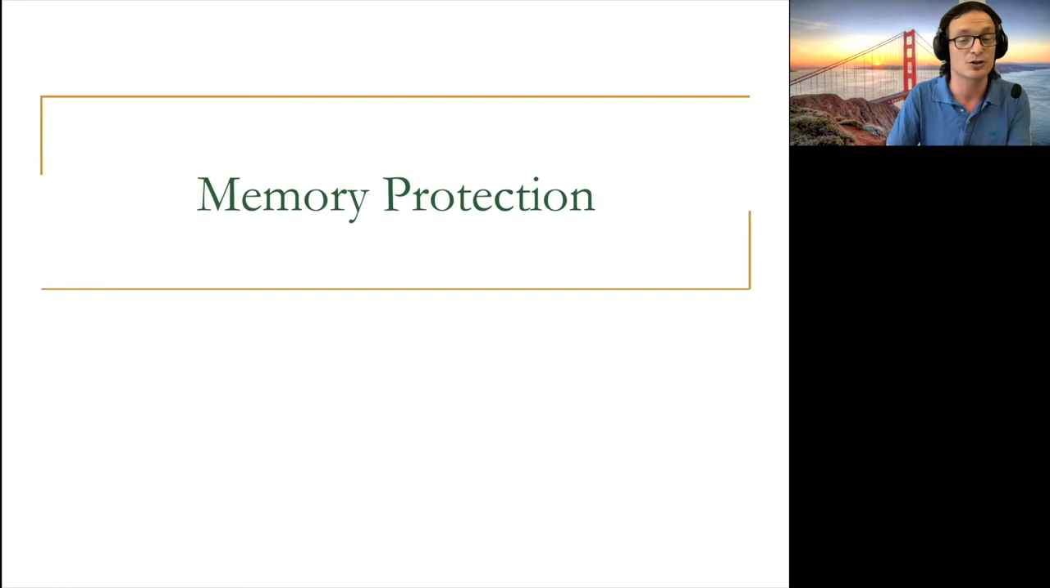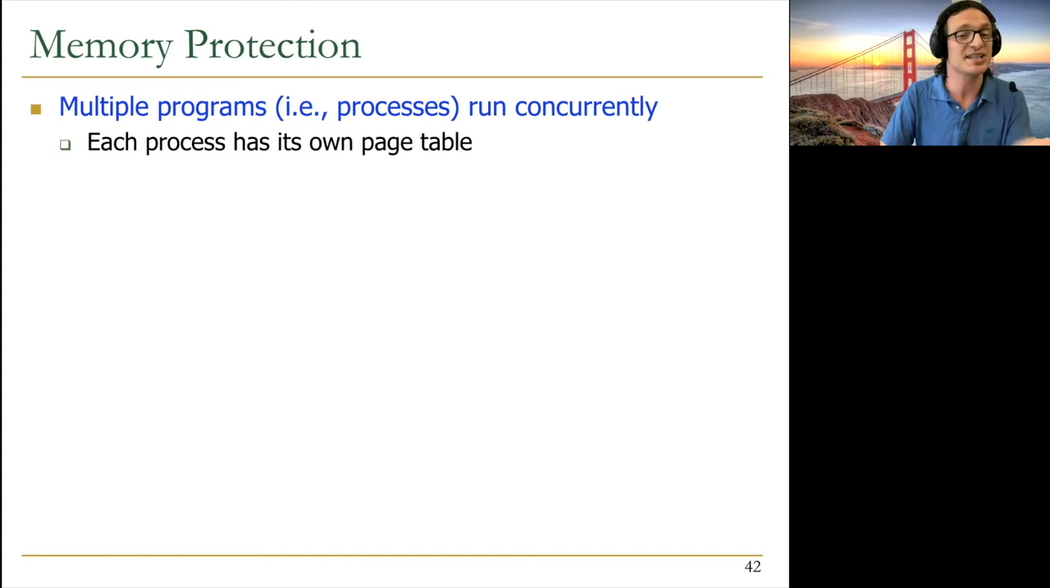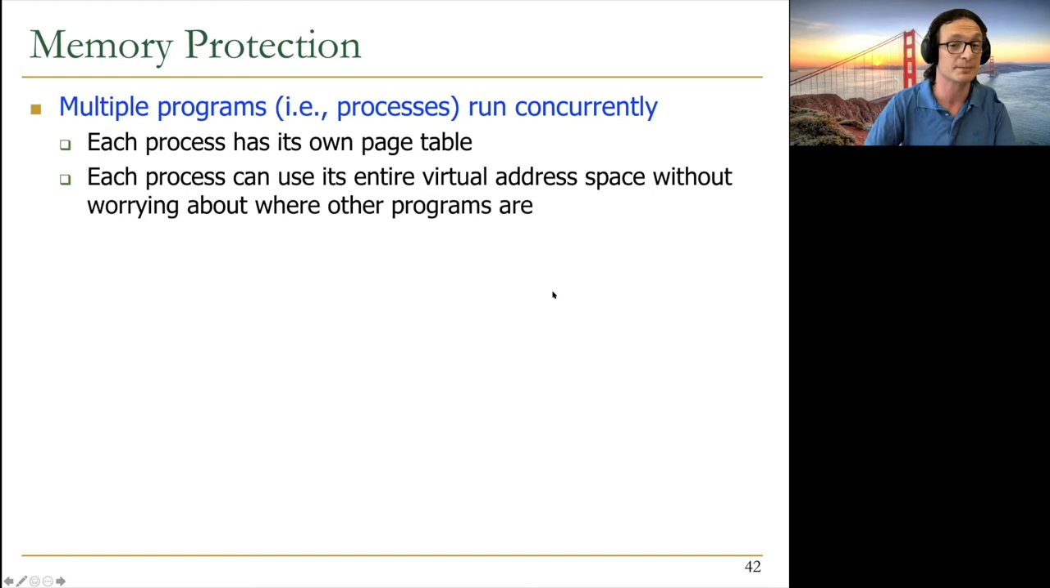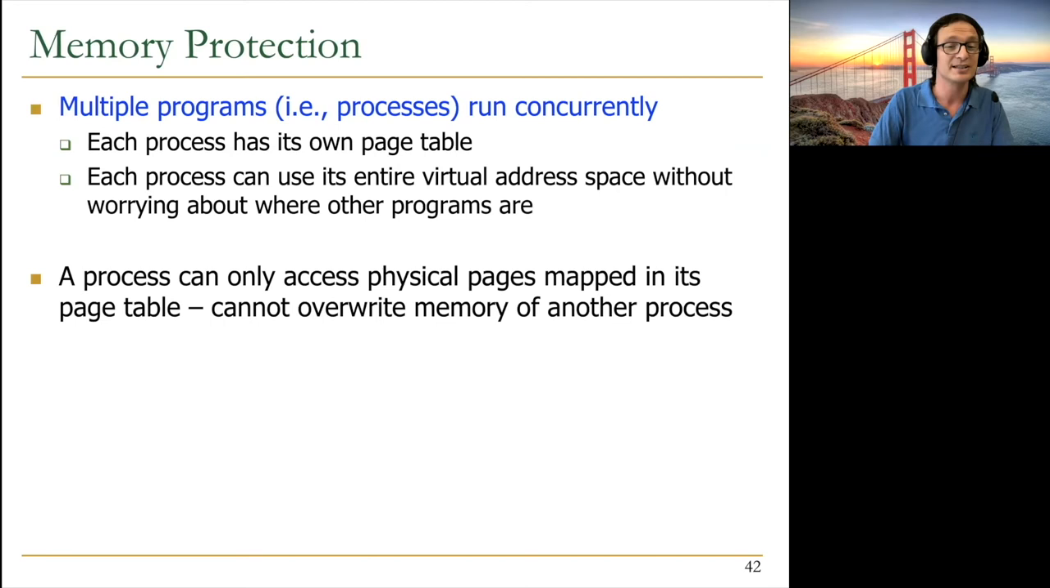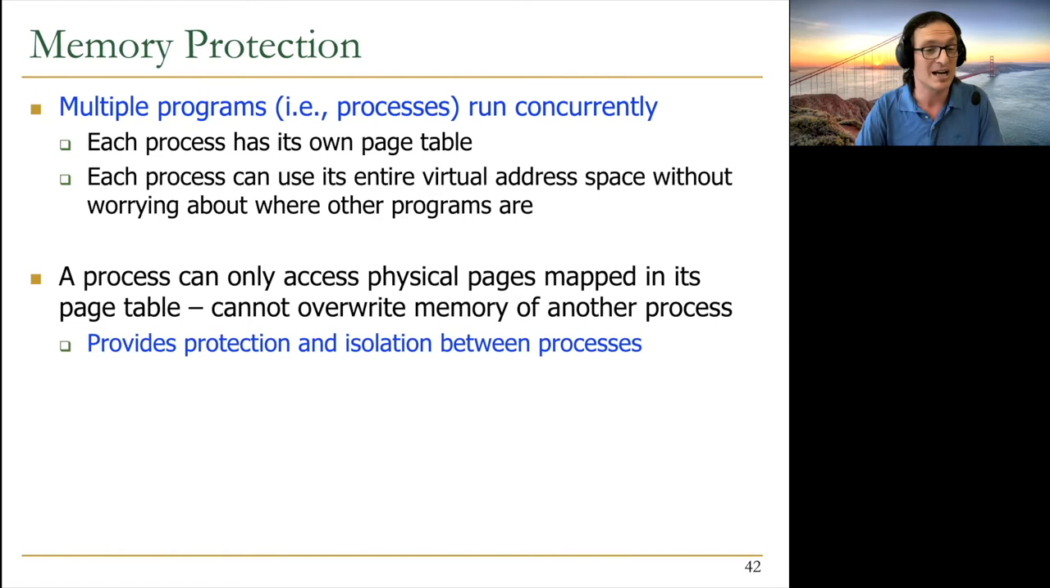As we discussed, multiple programs run concurrently. Each process has its own page table. Each process can use its entire virtual address space without worrying about where other programs are. And a process can only access physical pages mapped in its page table. It cannot overwrite memory of another process. So this provides protection isolation between processes. That's the beauty of page table-based isolation.